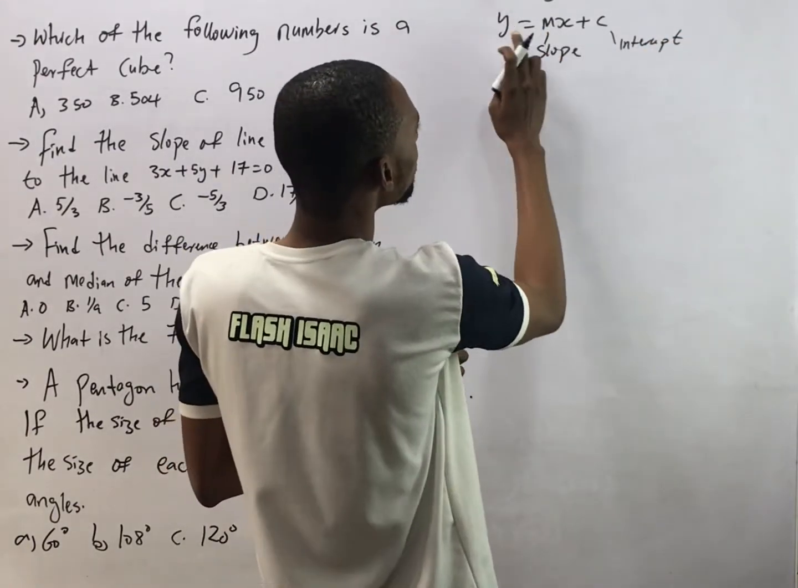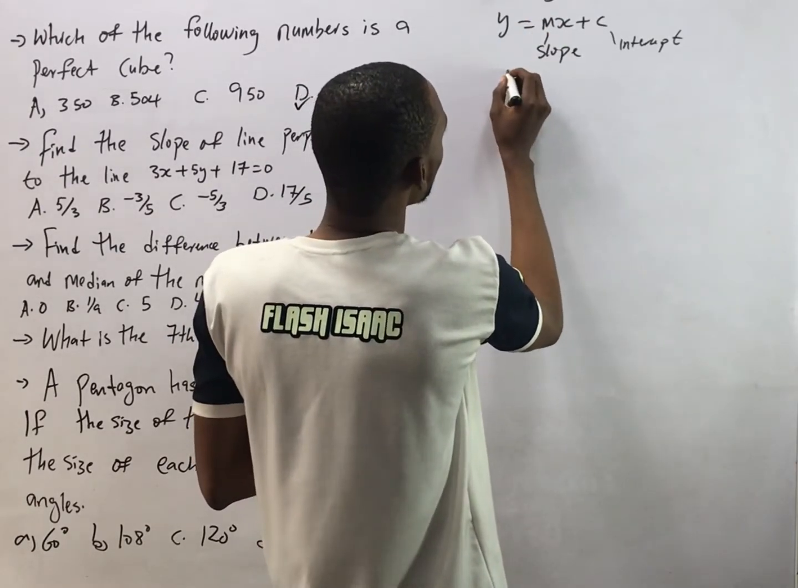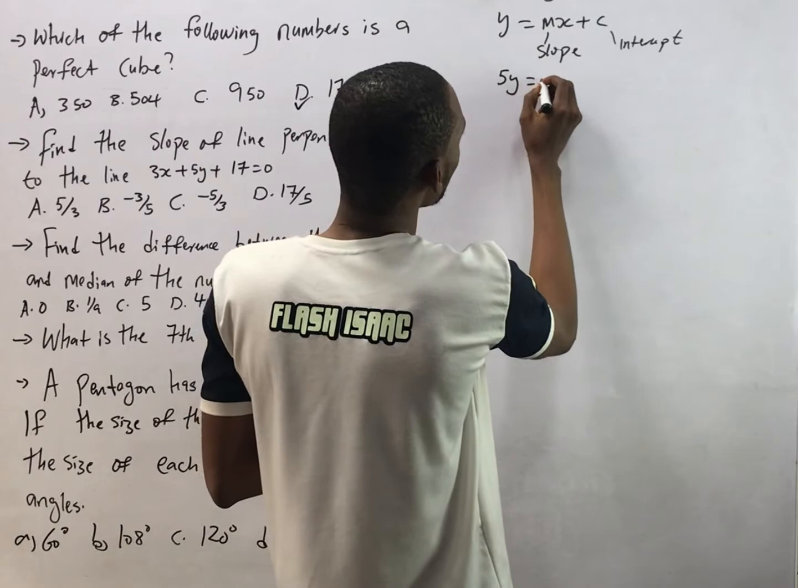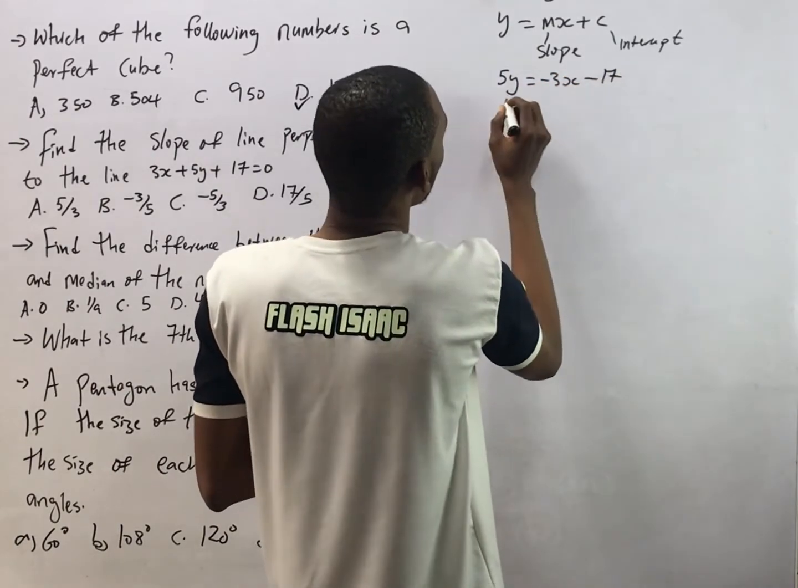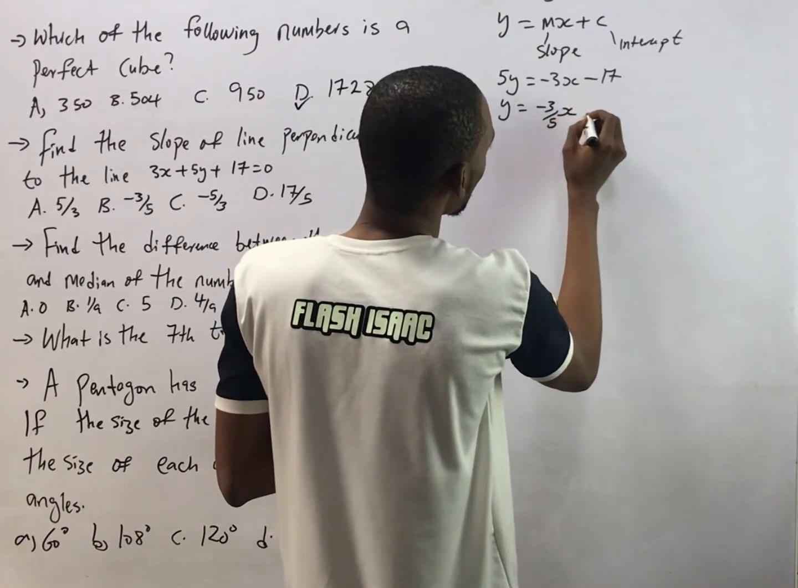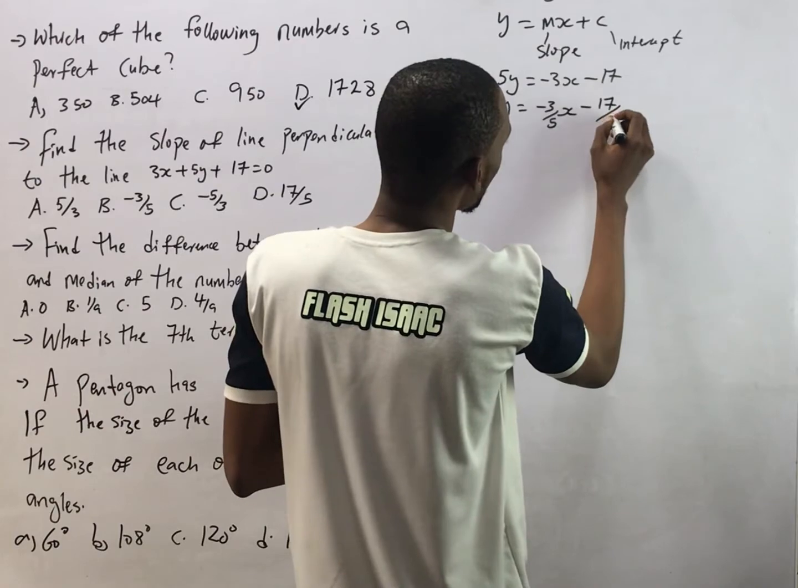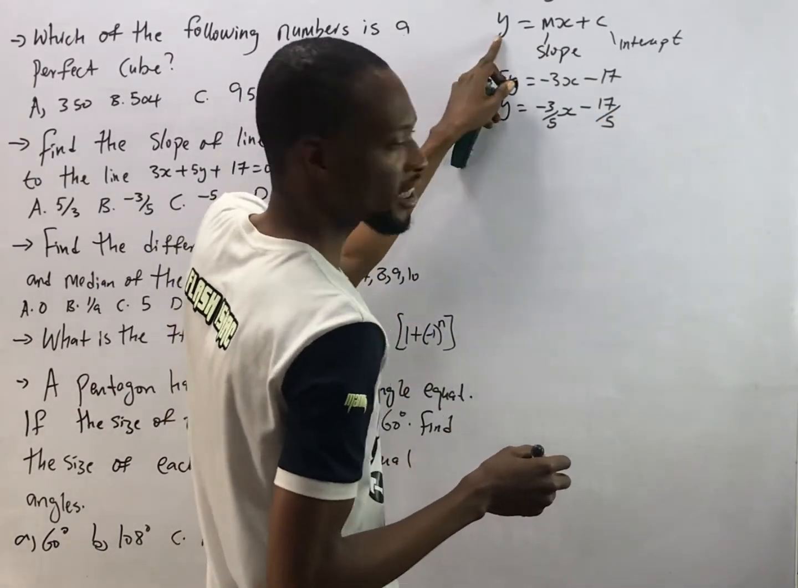So putting this in this form, let's make y the subject of the formula. We can start by saying 5y is equal to minus 3s minus 17. Y is equal to minus 3 over 5 s minus 17 over 5. So we've made this to be in standard form.